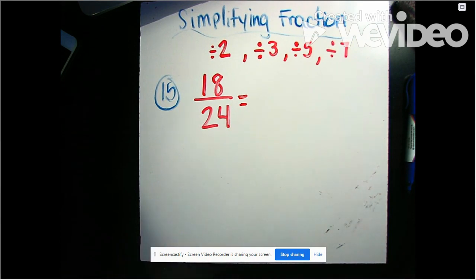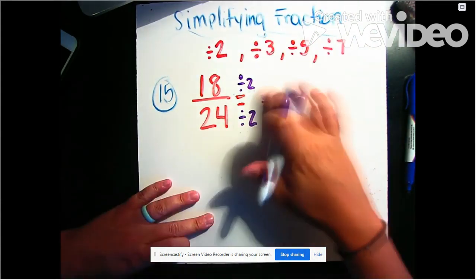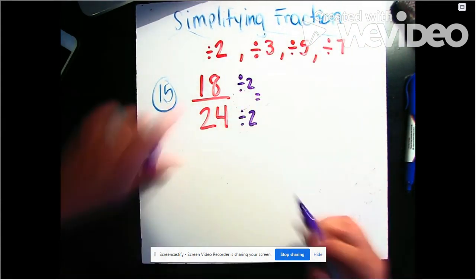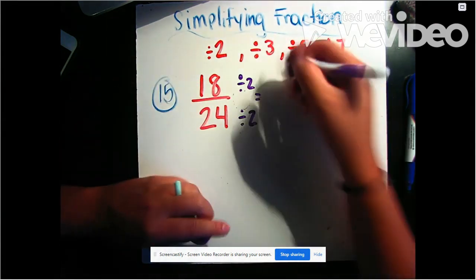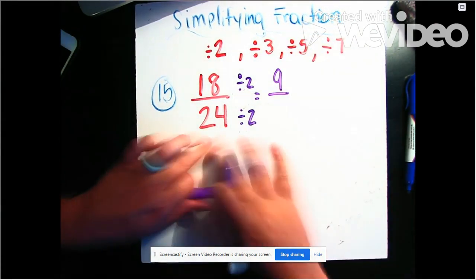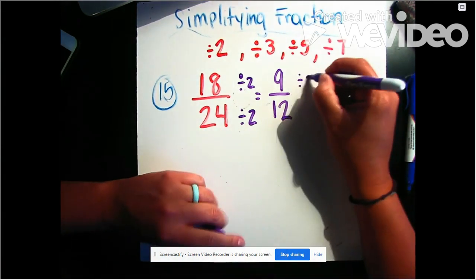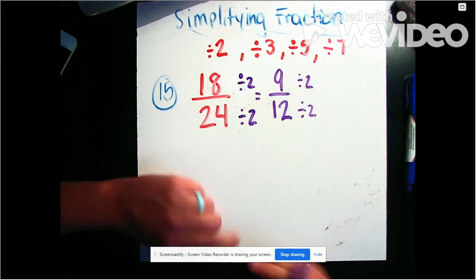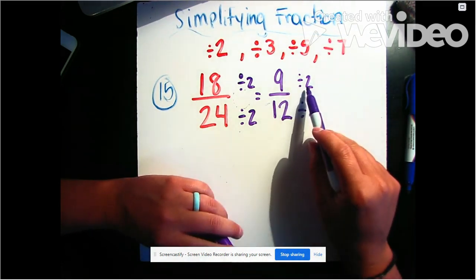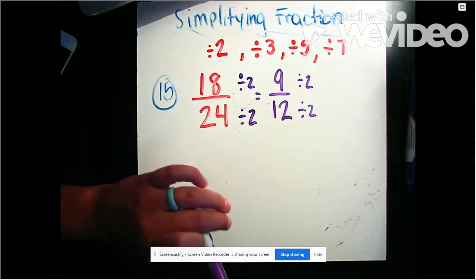The first part of this method is seeing if you can divide by 2. And yes, I can divide each of these by 2. So 18 divided by 2 is 9. 24 divided by 2 is 12. Then I try to divide by 2 again. Notice that 9 cannot be divided by 2. I would get a decimal number.